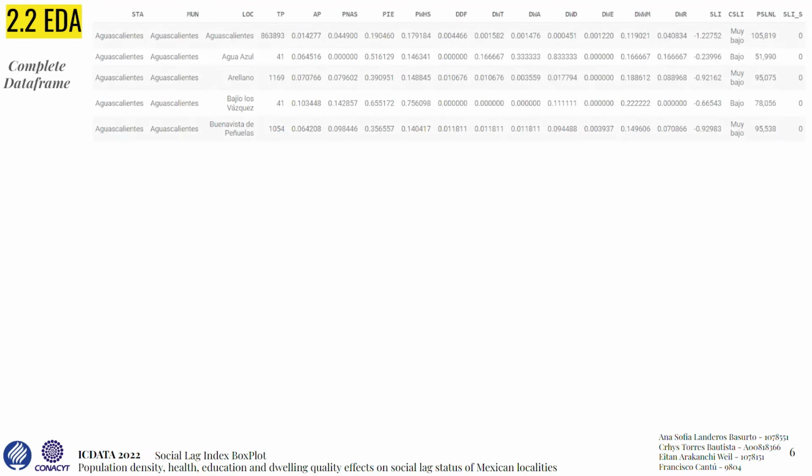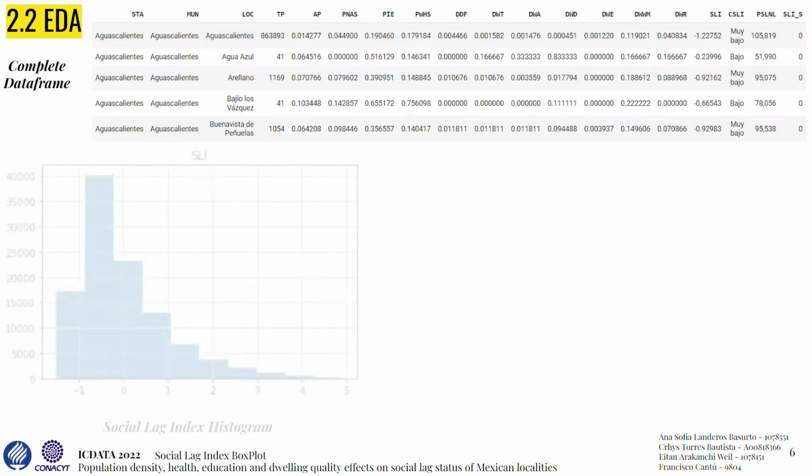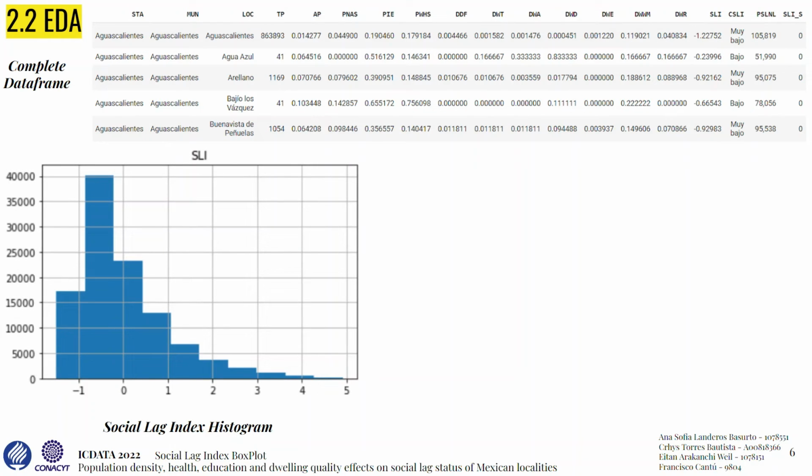Then we go into the exploratory data analysis. First, we can observe the data frame, which shows the 11 composing variables for the social lag index. Then we go into the first analysis, which was the histogram. The histogram shows a distribution skewed to the left. This skewed distribution is asymmetrical because a natural limit prevents outcomes on one side, and it also restates that the majority of the social lag index is located between -1 and 1.